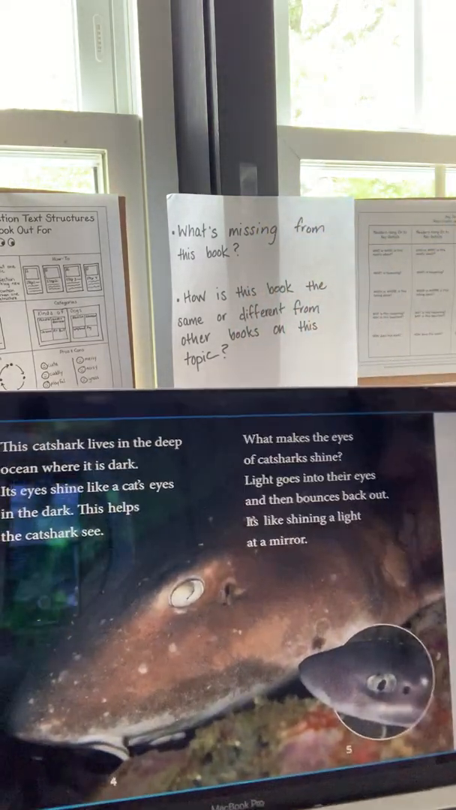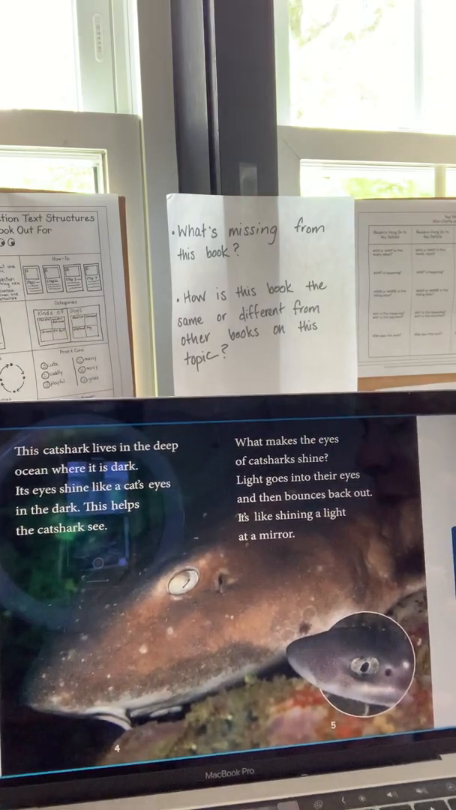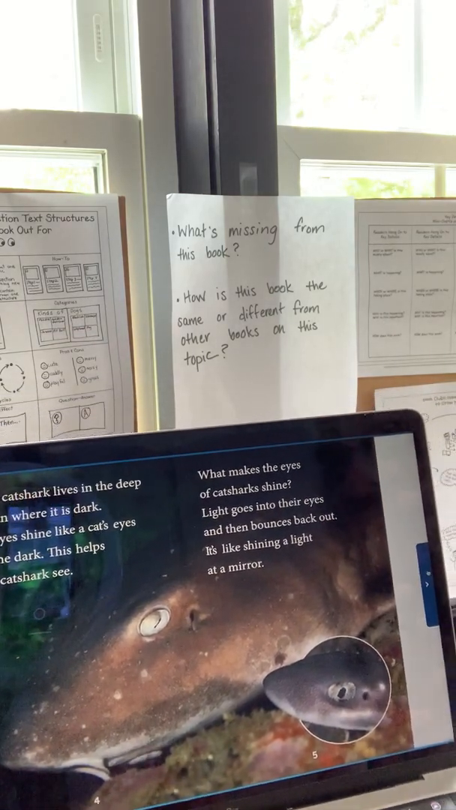Let's read on one more page, readers, and then I'm going to be sending you off to do some of this thinking on your own as you read at home.